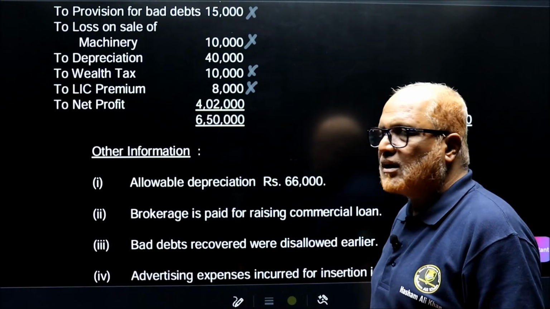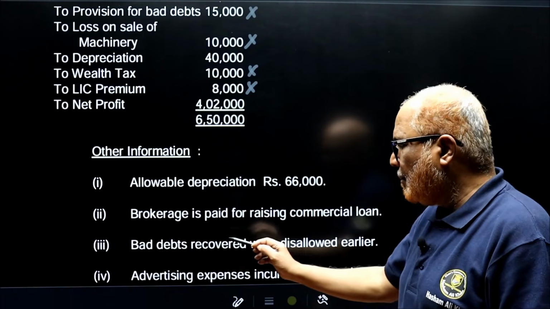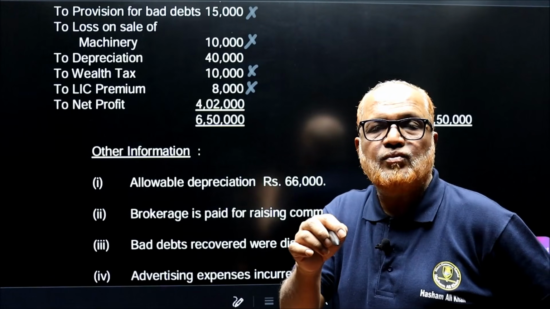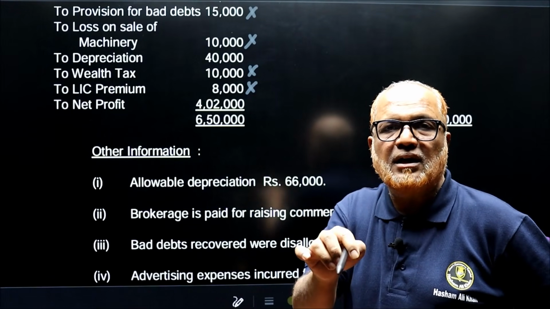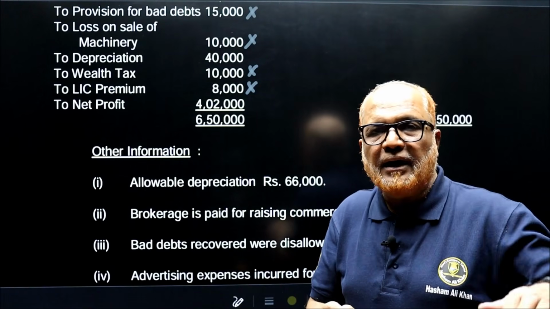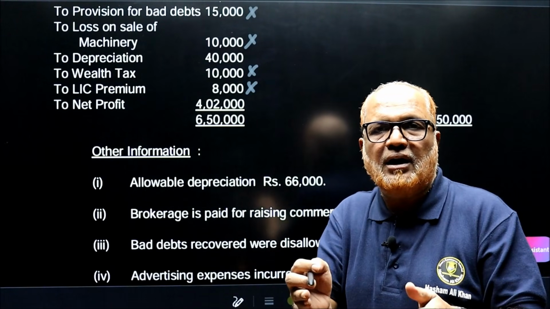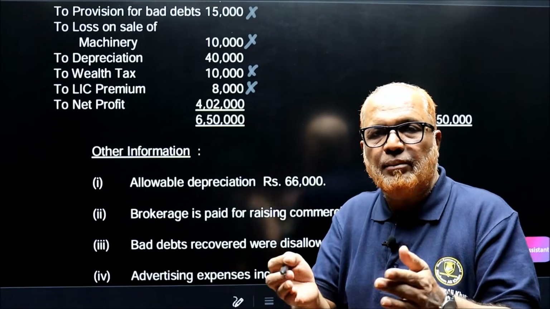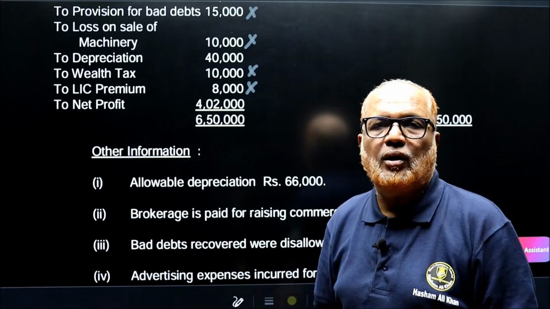Brokerage paid for raising the commercial loan is allowed. Bad debts recovered were disallowed earlier. So earlier bad debts were disallowed. Now bad debts recovered, it is not taxable. हाँ, अगर पहले अलाउ कर देते और अब रिकवर होता तो इनकम टैक्सेबल होता था. पहले डिसअलाउड था, अब रिकवर कर दिया, इट इज नॉट एट ऑल टैक्सेबल.